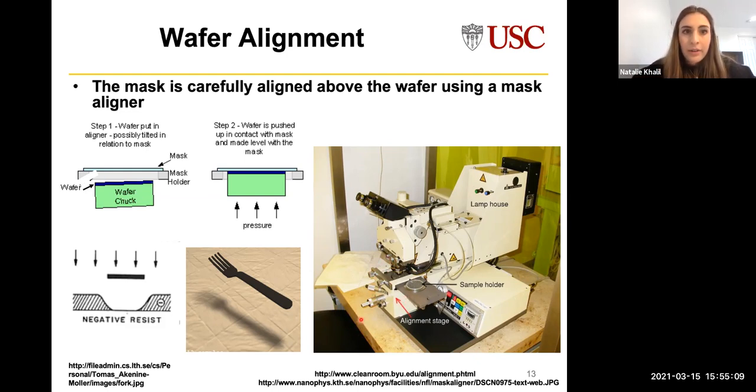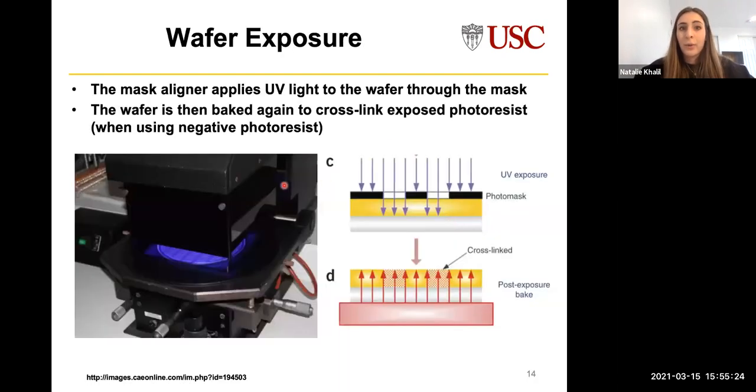And then another feature of this mask aligner is it contains this lamp house, which contains the UV light source. And one of these buttons, this blue one here, actually says expose. And so once your mask is aligned with your wafer, you'll expose it to UV light through the mask aligner. And so in the case of negative photoresist, this process is going to cross-link exposed regions of the photoresist.